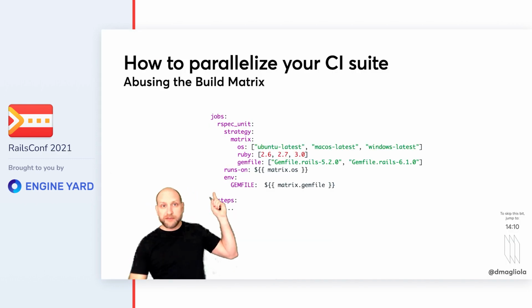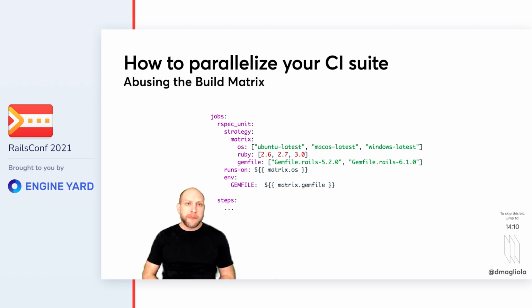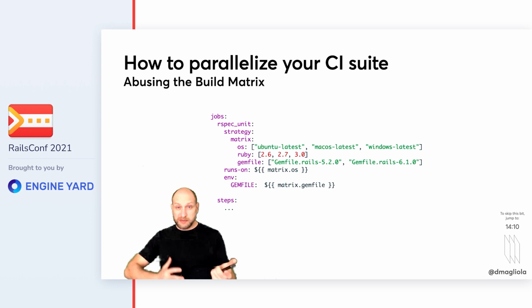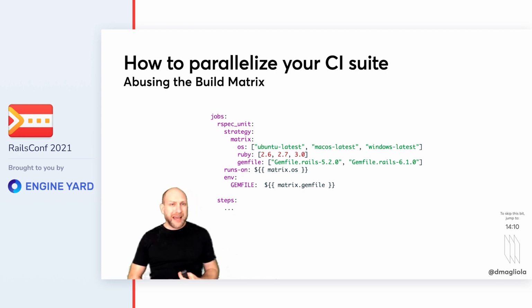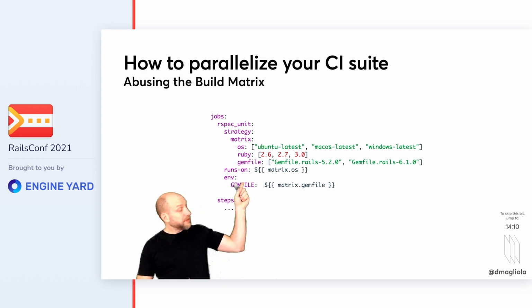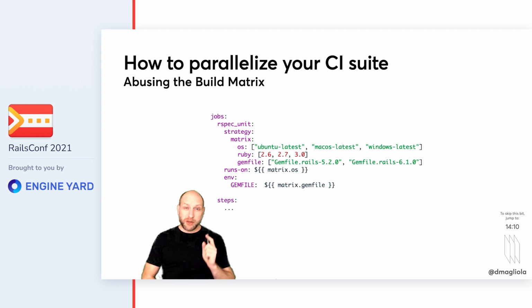Now, this code above is from GitHub Actions, but they're all very similar. And some of those keywords that you can see up there, they mean something for different specific providers, keywords like OS and RVM or Ruby. But you can make up your own keywords and then use those to set environment variables, like you can see up there. And that means that we can abuse this feature and bend it to our purpose.